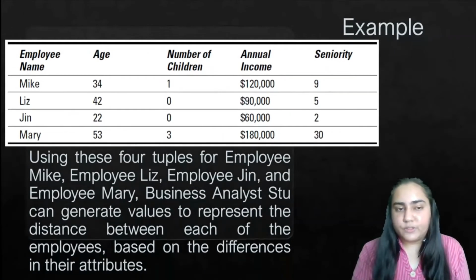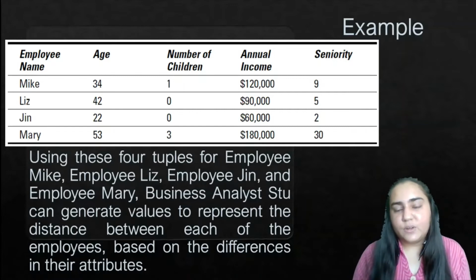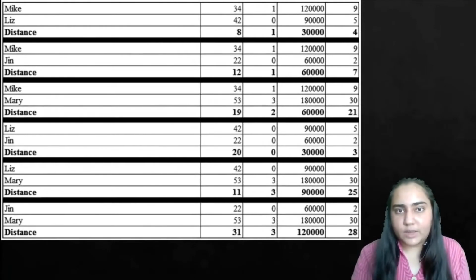Using these 4 tuples for employees Mike, Liz, Jin, and Mary, business analyst Stu can generate values to represent the distance between each of the employees based on the differences in their attributes. So based on how different their attributes are, Stu can calculate the similarities and dissimilarities between them. There is a way to quantify that as well, which is what we will be doing in average nearest neighbor analysis. So this is what has been done.